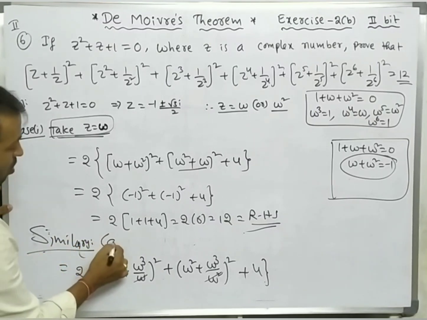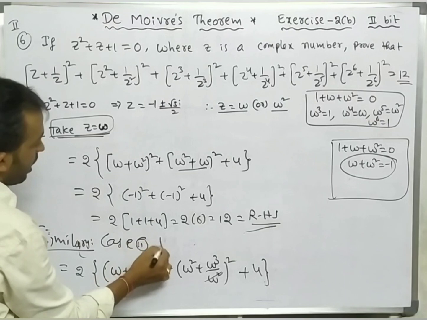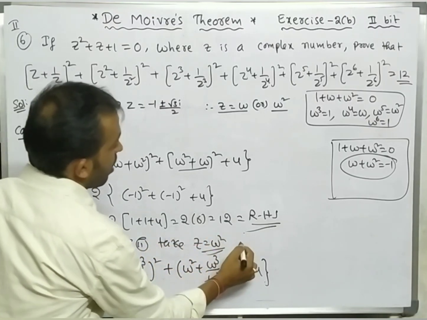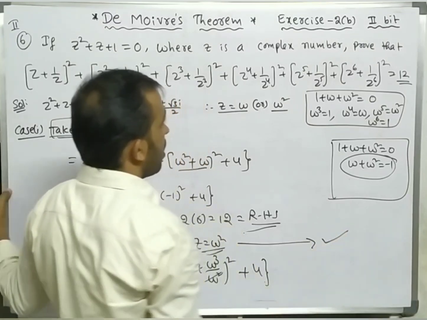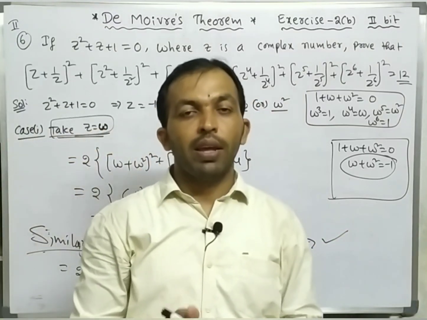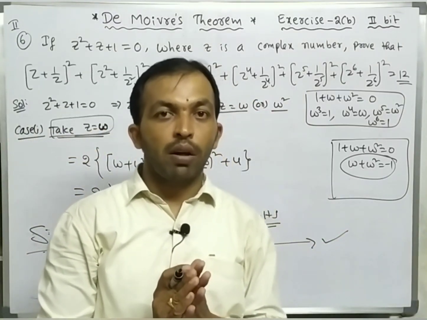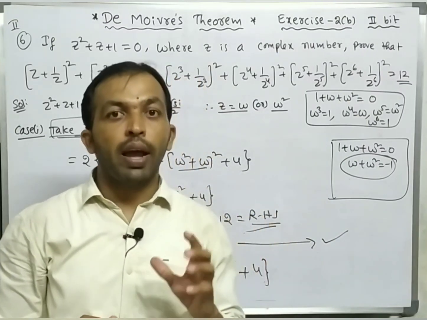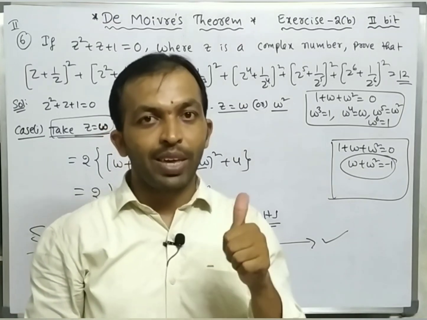Similarly in case 2, take z is equal to omega square. In that case also you will get the same answer as 12. Okay, so students, these are the solutions of exercise 2b second bit. Solve thoroughly and get clarity. Okay, thank you.